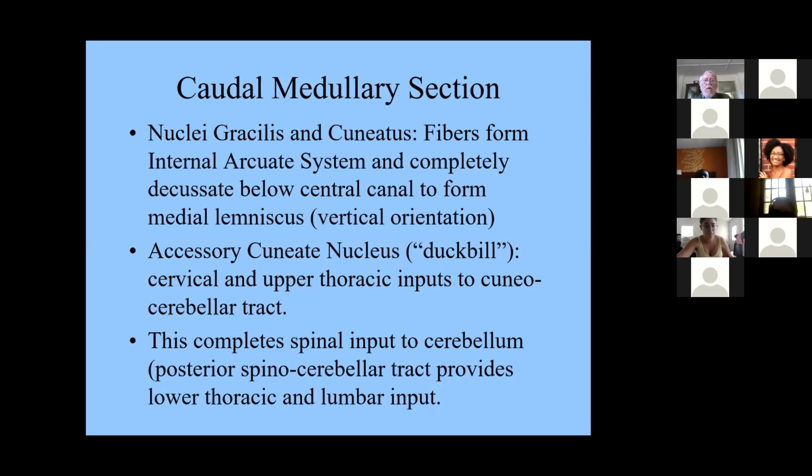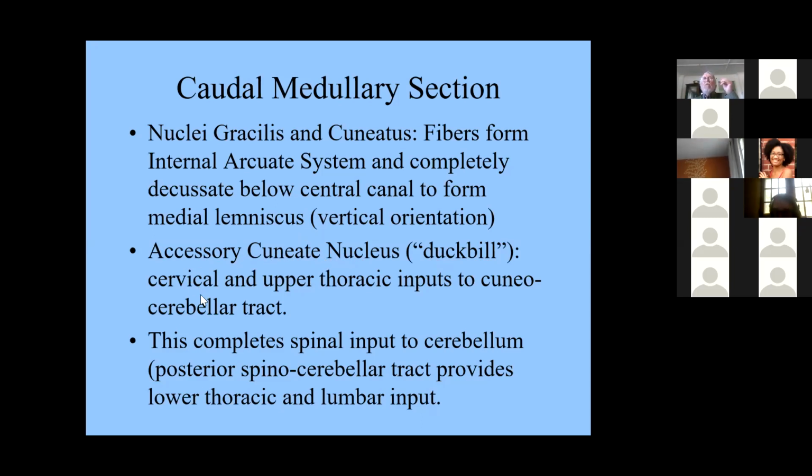Now, when we look at the nucleus cuneatus in this more rostral section, we're actually going to see two nuclei. We're going to see the main cuneate nucleus, which we referred to up here, and the accessory cuneate nucleus. The accessory cuneate nucleus is going to look like a little duckbill on a duckbill head, you'll see that in a second, and it is actually a different type of input.